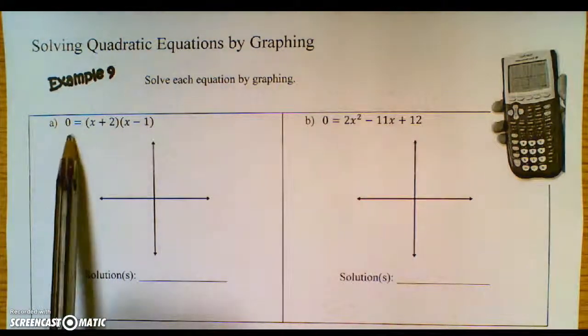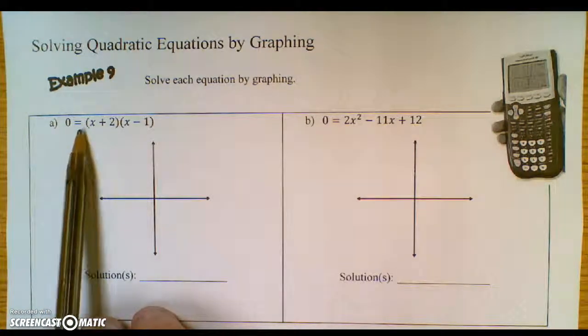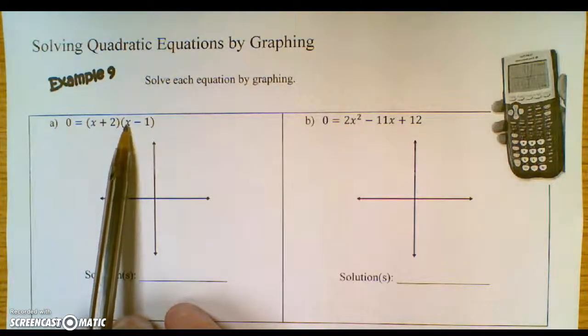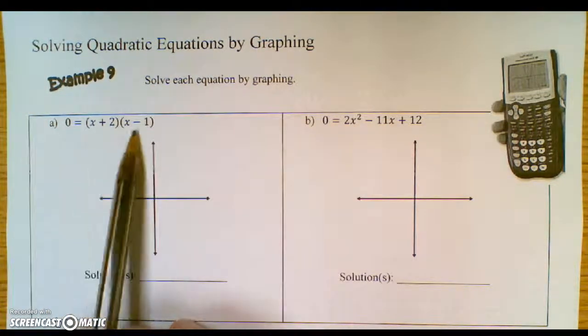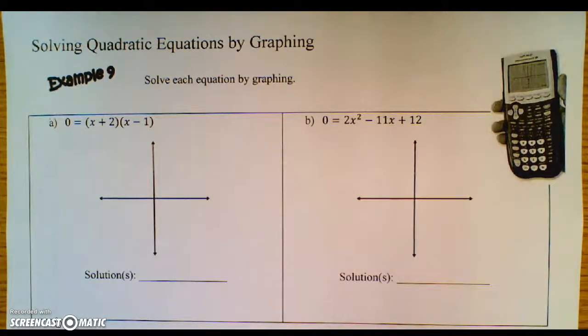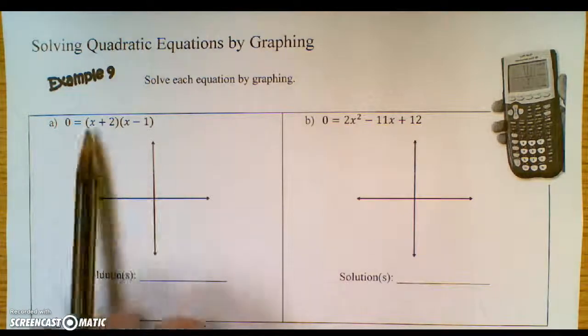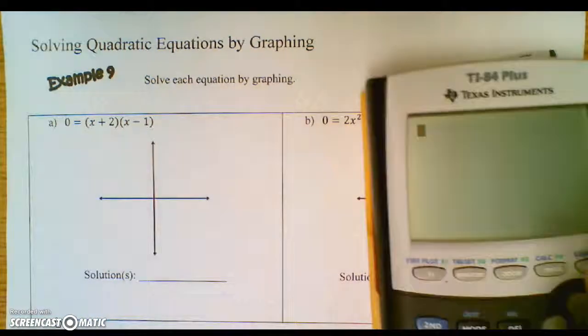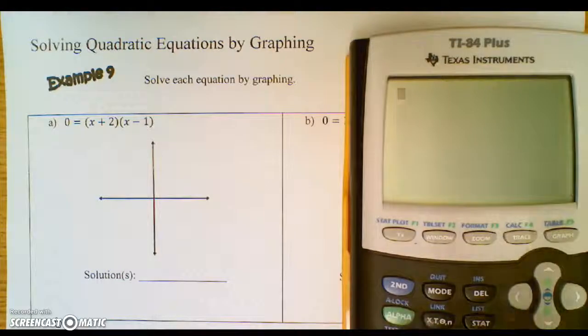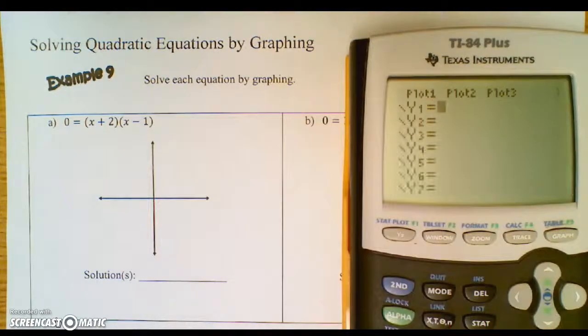Right now, the first equation tells me 0 equals (x plus 2) times (x minus 1), and those are inside of parentheses. So I'm going to use my graphing calculator to graph this and get a rough sketch, and then figure out how to get the solutions from my graphing calculator. On your graphing calculator, you hit y equals, and you're going to type in the equation part, which is (x plus 2)(x minus 1).